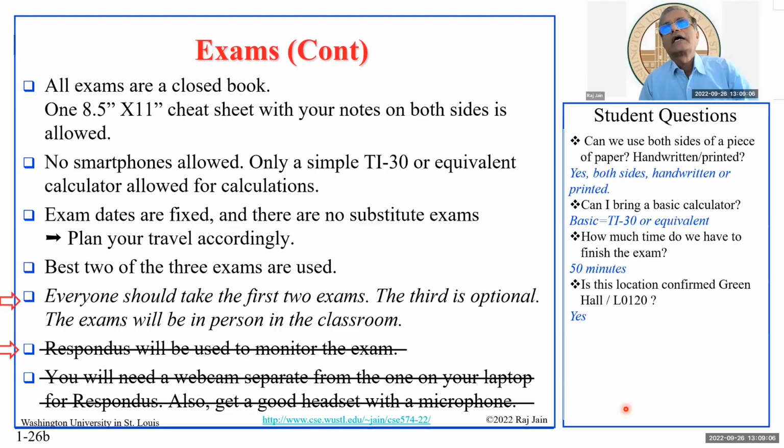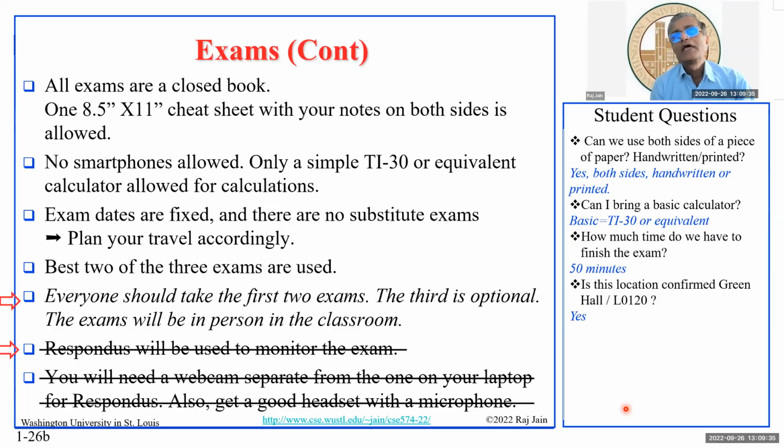Can we use both sides of a piece of paper, handwritten or printed? Yes, both sides, handwritten or printed. It doesn't matter, and it can be printed in any size font. There is no font limit. You can print it as long as you can read it. Can I bring a basic calculator? Yes, basic. I don't know what basic means, but basic is something which is a TI-30 or equivalent. The TI-30 is a simple calculator. Basically, it is any scientific calculator that you have seen, but you cannot use your computer, right?